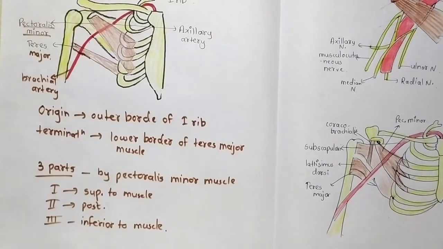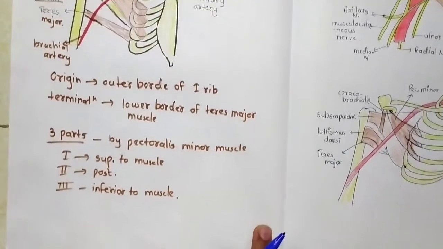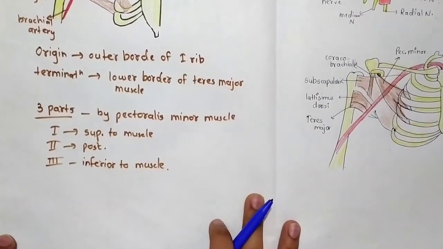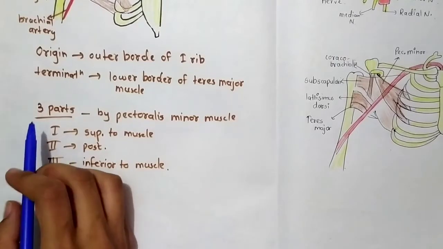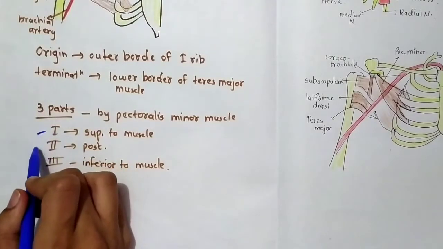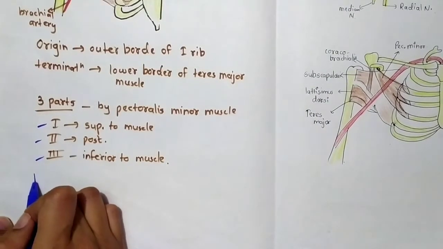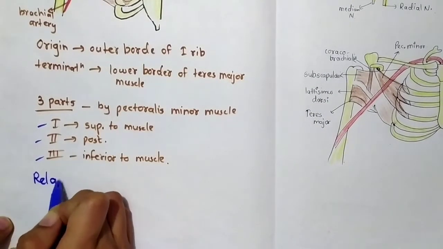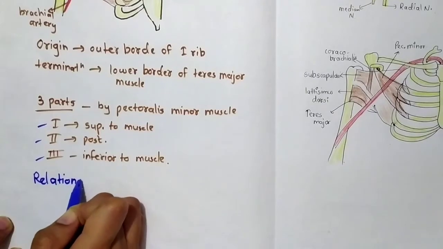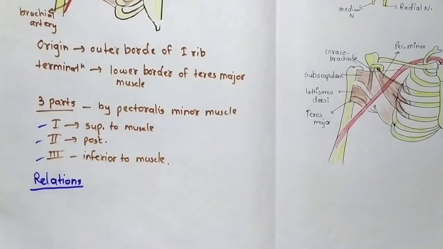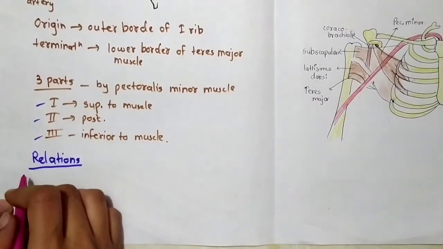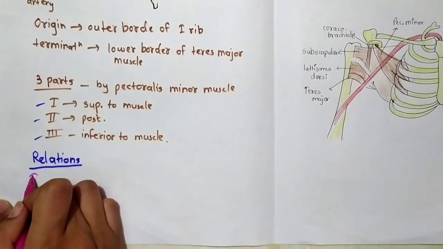Now we will see the relations. As we have seen the relations of each individual part in the subclavian, here also we will see the relations of each individual part, first, second and third, separately. First part.